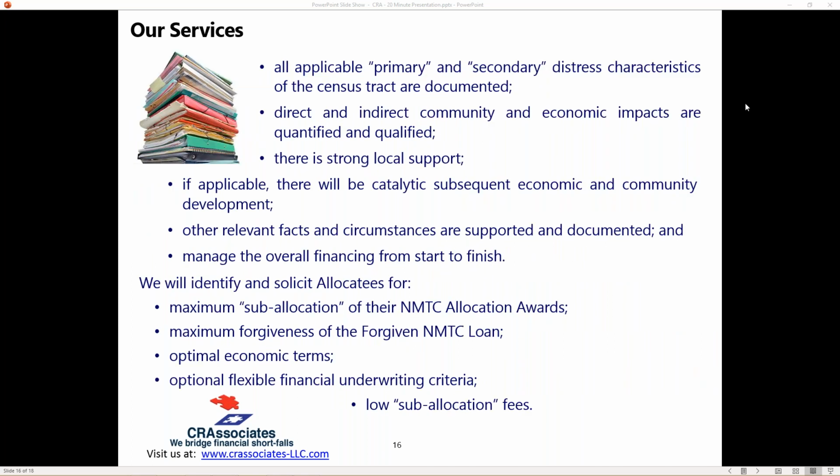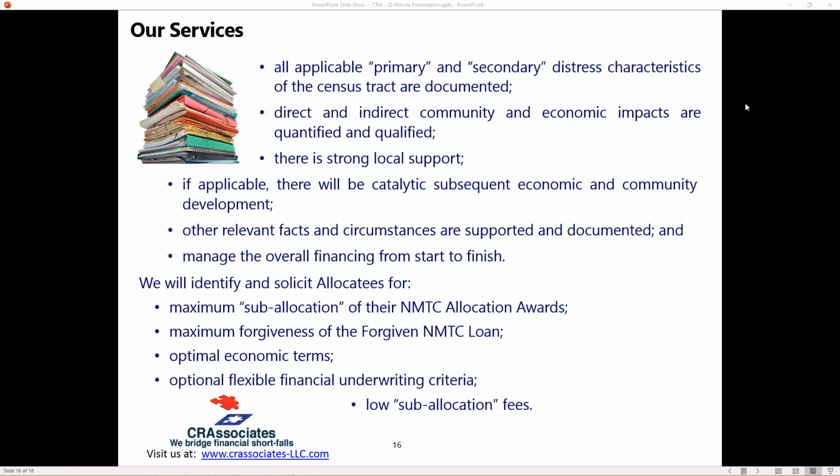Additionally, we identify all applicable primary and secondary distress characteristics of the census tract and properly document them. We qualify and quantify direct and indirect community and economic impacts based on third-party or industry standard modeling. We independently confirm that there is strong local support, and if applicable, we confirm and document that there will be or could be catalytic subsequent economic and community development as a result of the new market tax credit financing. We confirm that such other relevant facts and circumstances are supported and documented, and manage the overall financing from start to finish.